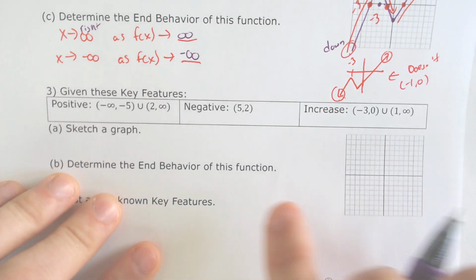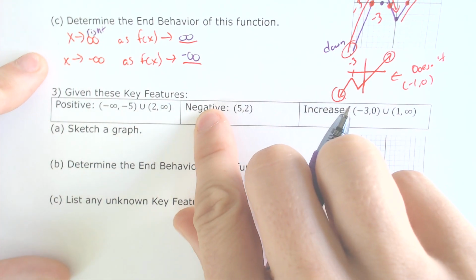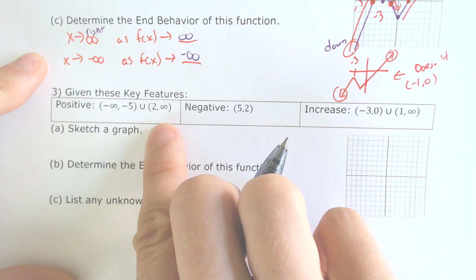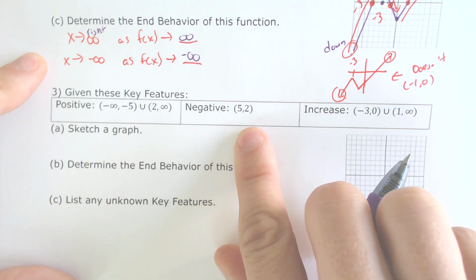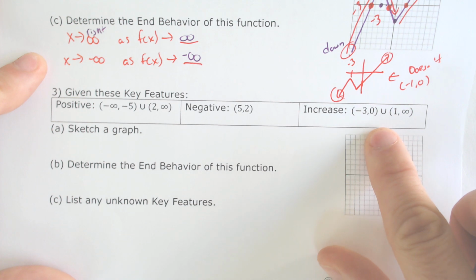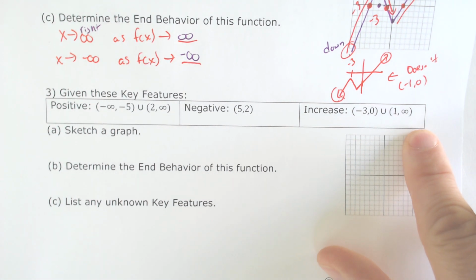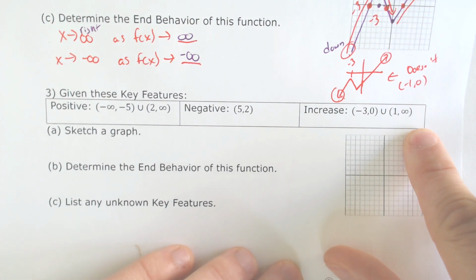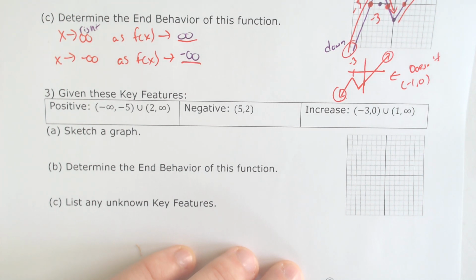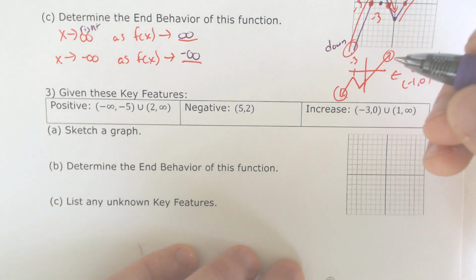That'd be nice. Given these key features: positive from negative infinity to -5 and from 2 to infinity, negative from -5 to 2, and increasing from negative infinity to 0 and from 1 to infinity. We need to sketch the graph. So let's start with the positives.